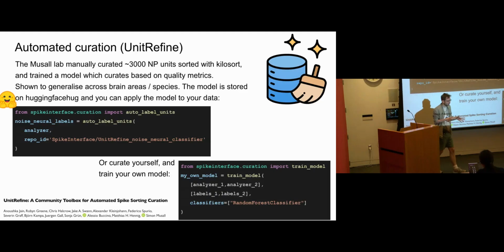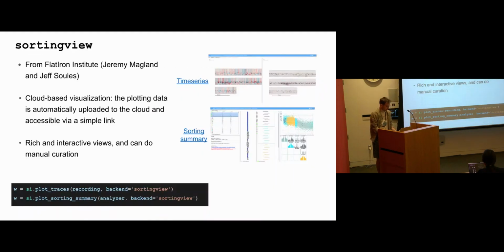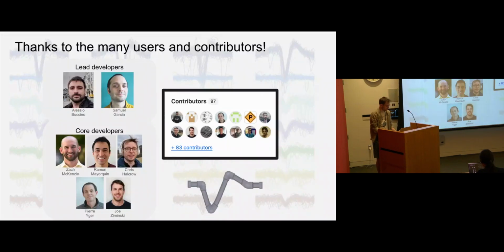Another workflow you might have is, okay, I've got 100 recordings. I'm going to manually curate 4 of them. I'm going to train a model based on that curation, and then I'll apply that model to the rest of my recordings. So that should significantly reduce your curation time. And you can do all that within SpikeInterface. You just give it the analyzers and the labels. It'll train up a model. Then you can take this model and apply it to other analyzers using this function. So very fun. I'm not going to talk about sorting view because Jeremy's here.